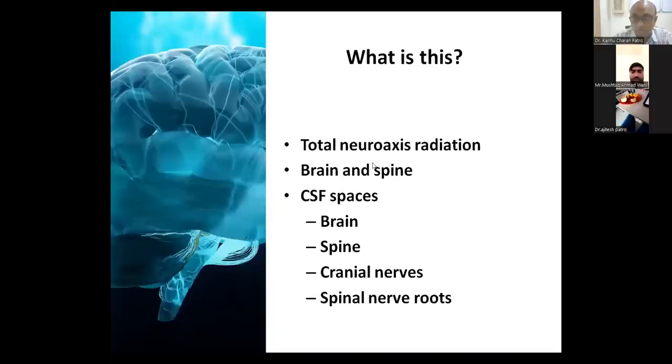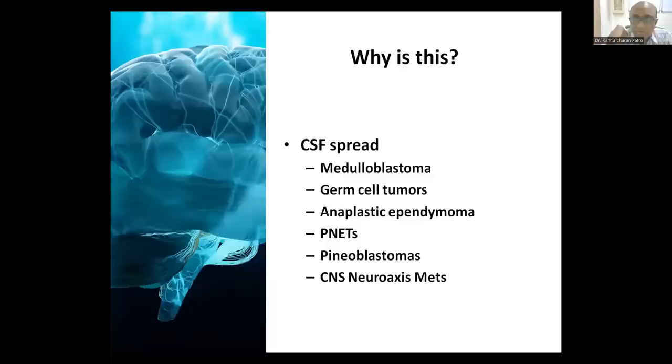So, what is this actually? Craniospinal irradiation is a total neuroaxis radiation. We have to treat the brain and the whole spine. That includes CSF spaces like brain, spine, cranial nerves, and spinal nerve roots. Why is this? Because some diseases like medulloblastoma, germ cell tumor, anaplastic ependymoma, pineoblastoma, and CNS neuroaxis mets have a high propensity to CSF spread. If there is a CSF spread, then we have to treat the whole neuroaxis.